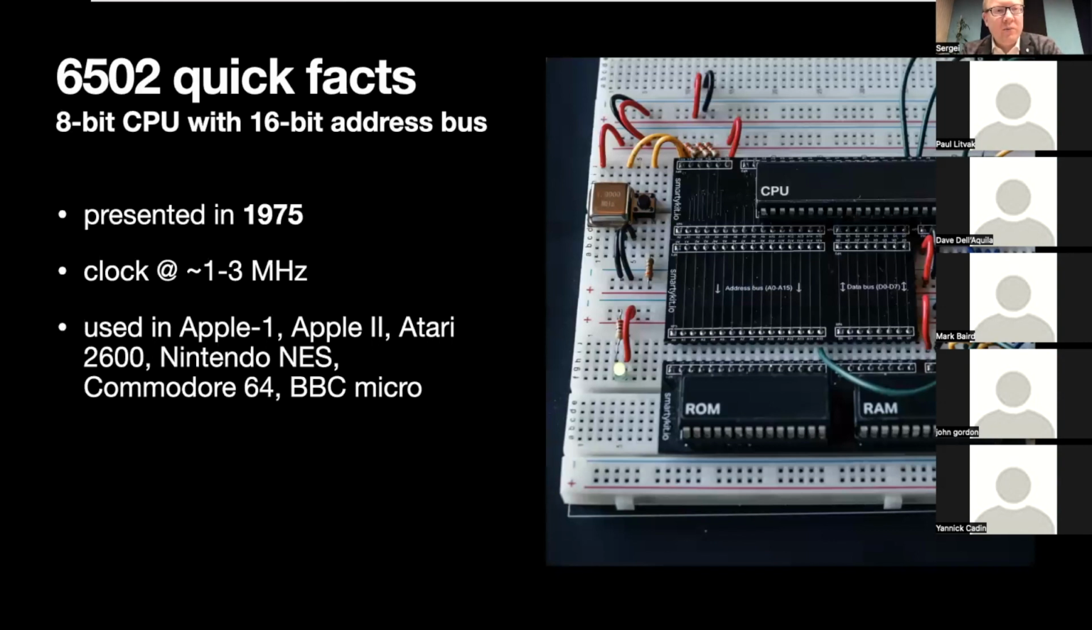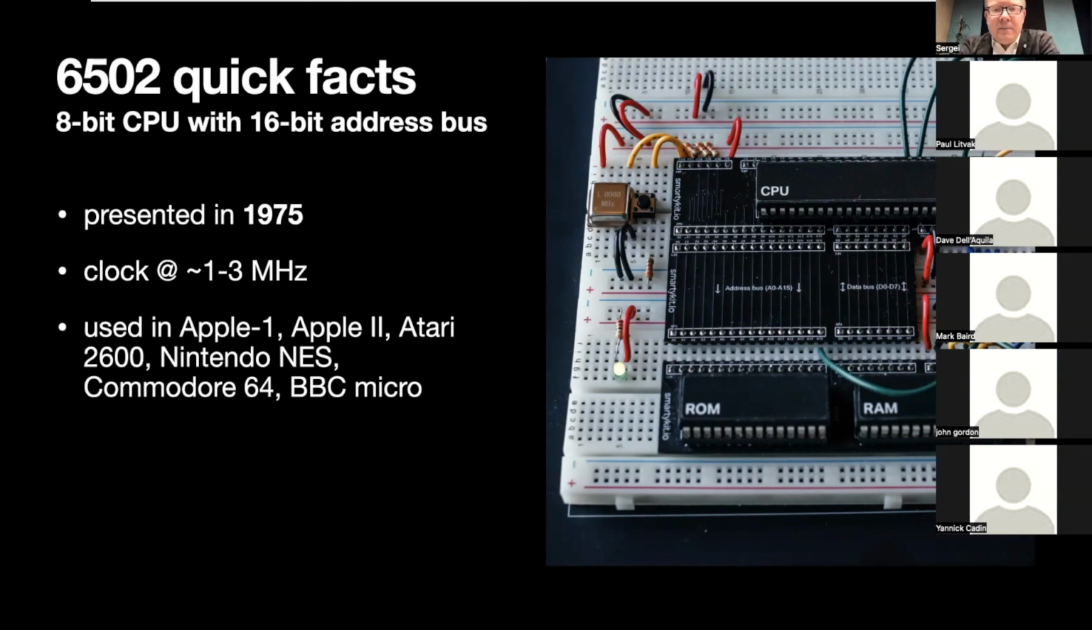Okay, so what do we know about the 6502? It was presented in 1975. It can run at a clock of 1 to 3 megahertz. It was used in many computers like the BBC Micro, Apple I, Apple II, Nintendo NES, Commodore 64, and so on. And you guys know it for sure. It's an 8-bit CPU with a 16-bit address bus, so it can address up to 64 kilobytes of RAM. In general, RAM and ROM, so memory.